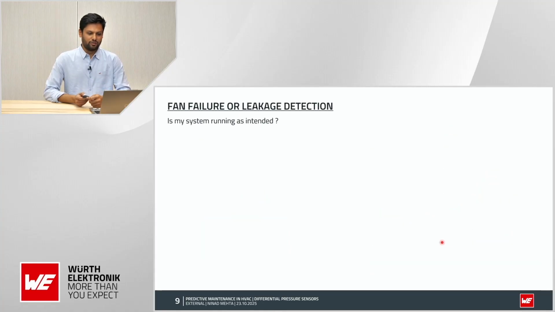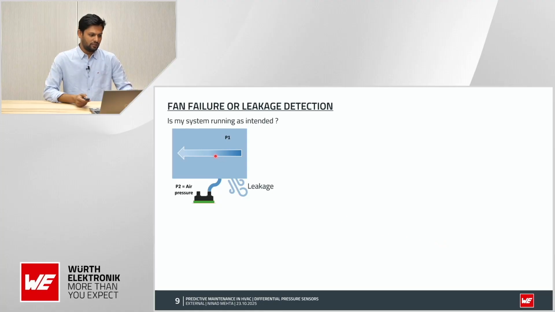Another example for this is fan failure or leakage detection. Another example is the static air pressure control, where you have one port of the sensor connected to the air vents and another into the air, and you measure the constant airflow inside of the tubes. And whenever you have a leakage, there will be a change in pressure.